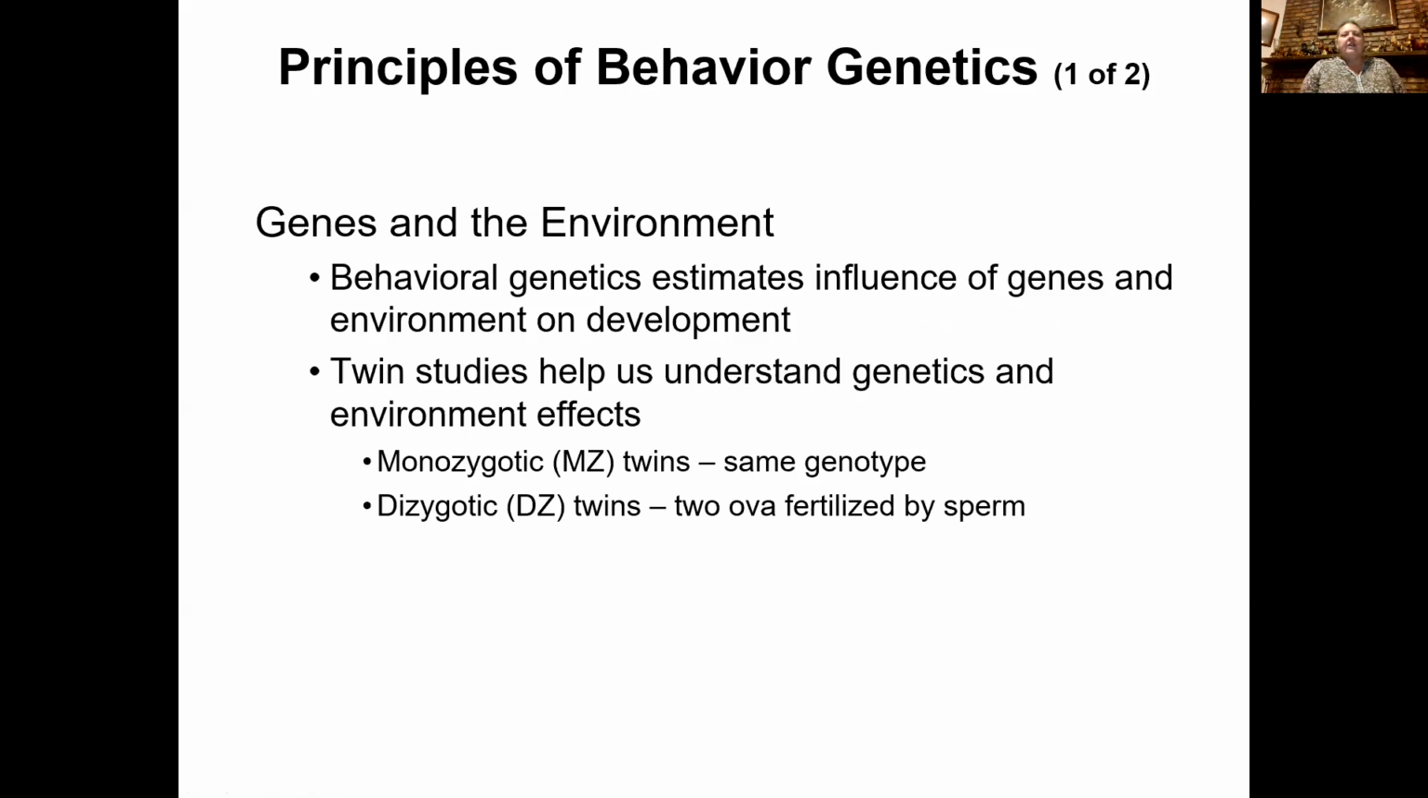There is a field of psychology called behavioral genetics. It's kind of a crossover field where you're looking at biology, genetics, and psychology. This is a particular field that examines the relationship between genes and environment. Behavioral genetics estimates the influence of genes and environment on development. So basically, they take a look at genes and your environment, and they try to say, okay, this percentage of your behavior is due to your genes, this percentage is due to the environment that you were raised in.